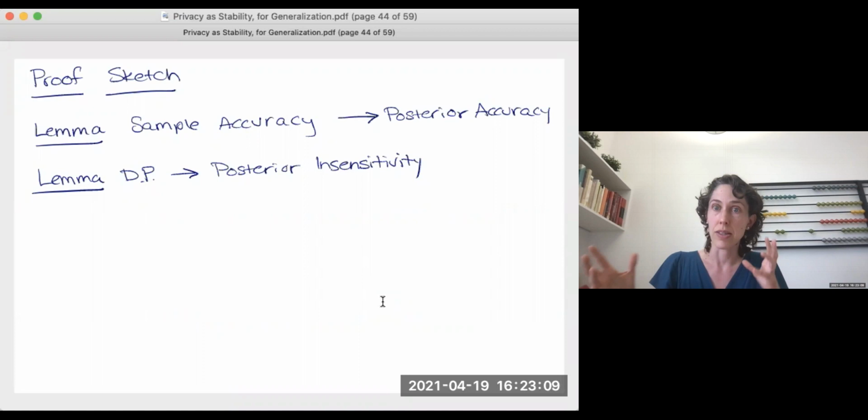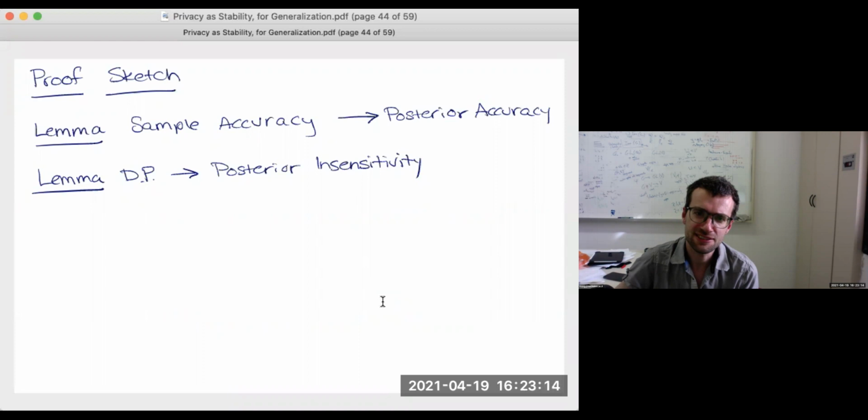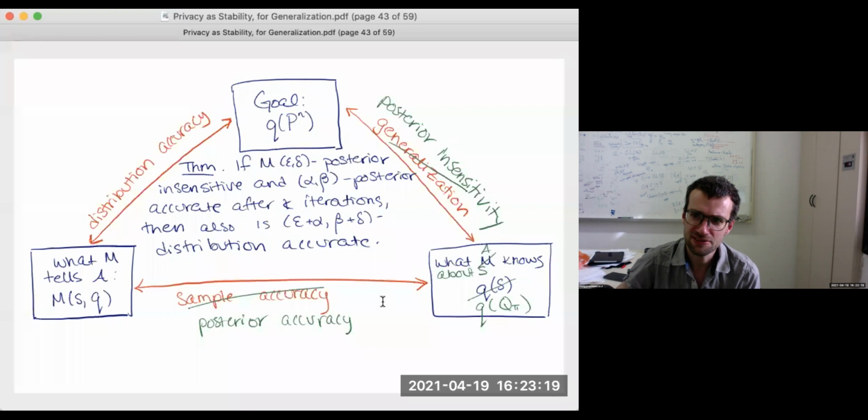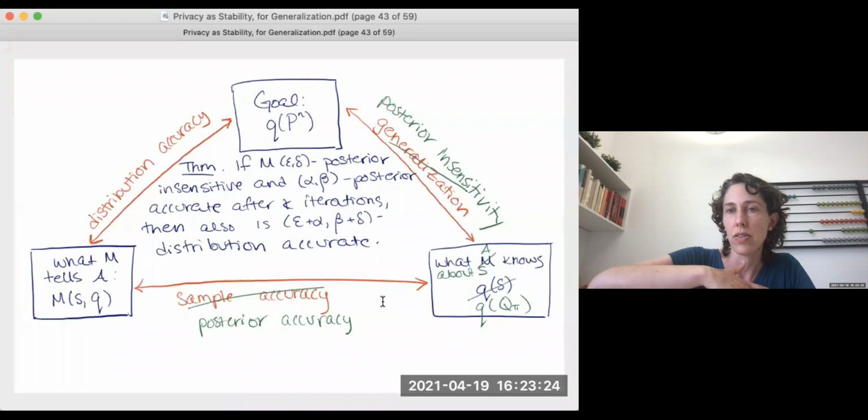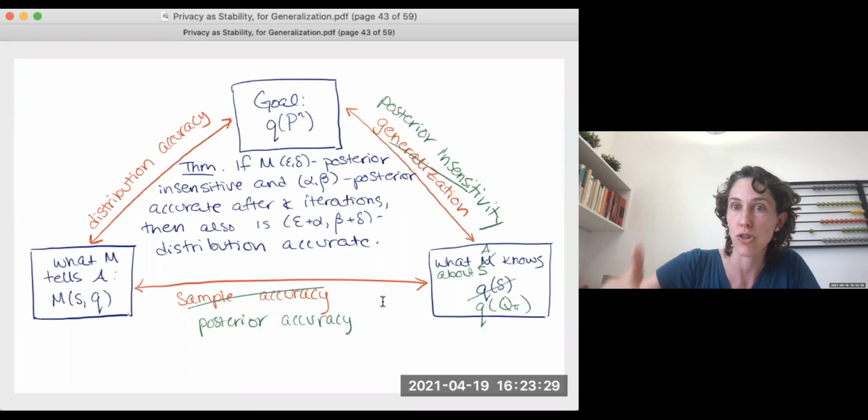Can I just clarify this? So this Q pi is something, isn't there a choice there? I mean, these definitions, don't they depend on the Q pi? So Q pi is the posterior distribution that's induced by the transcript pi. So which definitions are you asking?